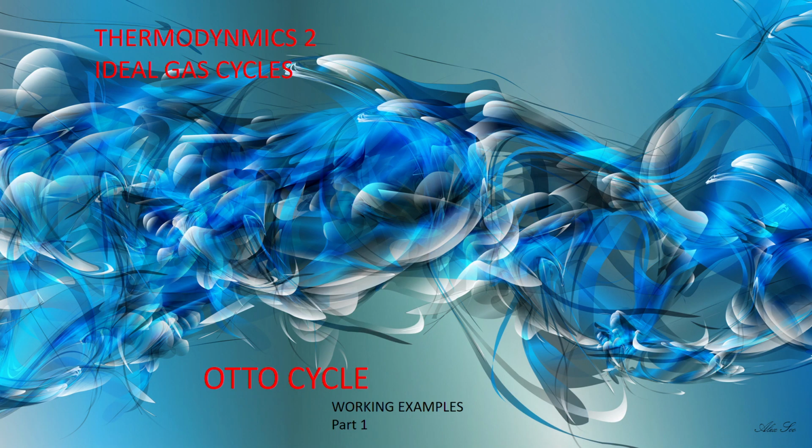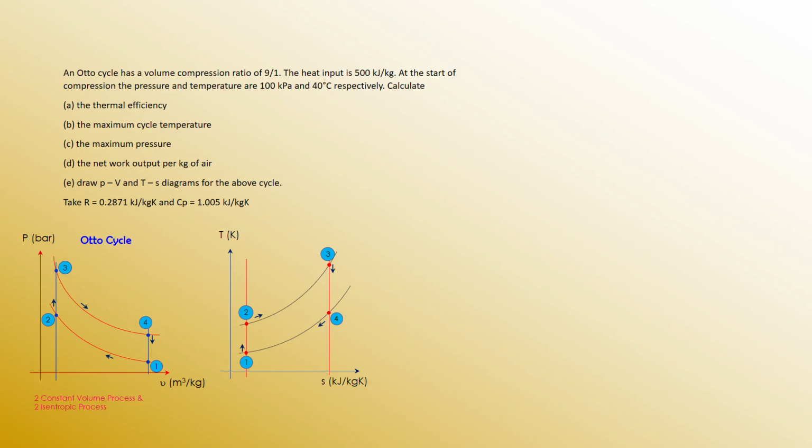Okay, now here we have Otto cycles. Now I will be recording this example, first example for Otto cycle. So here in the question it says an Otto cycle has a volume compression ratio of 9:1.